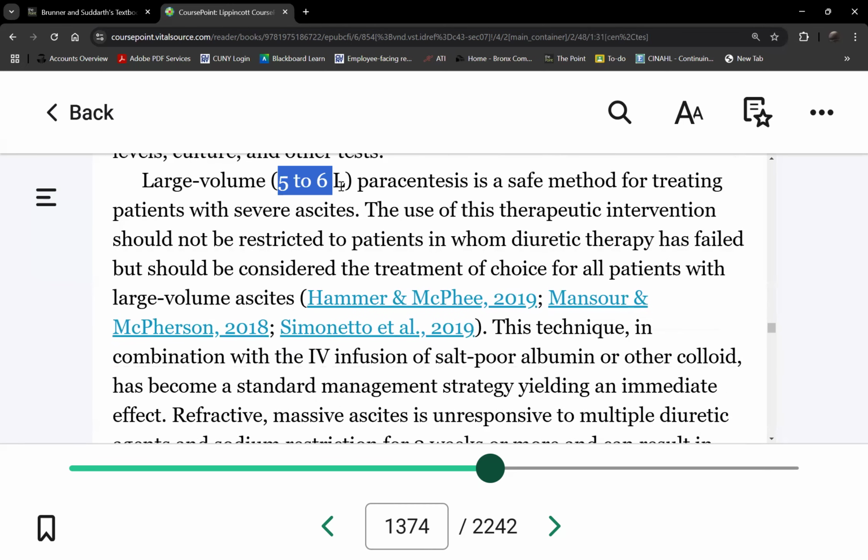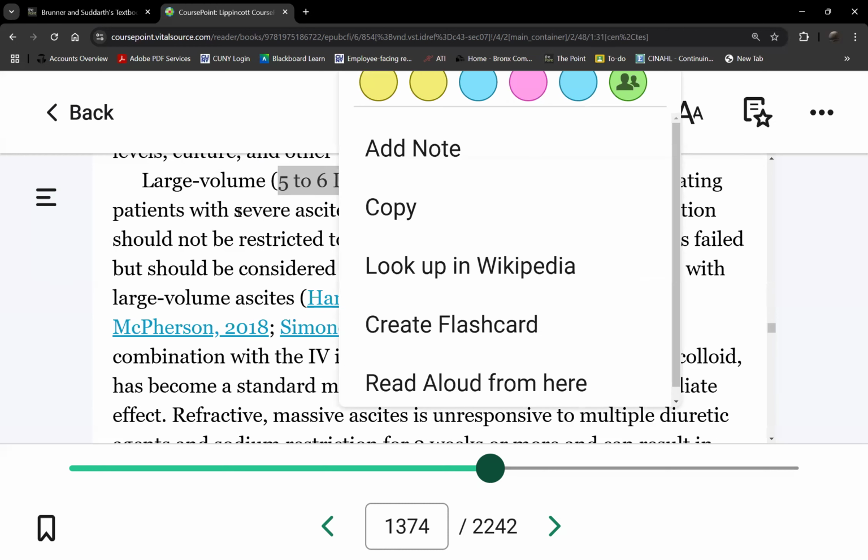So 5 to 6 liters is permitted to be drained. Usually no more than that. That's just way too much. It will cause rapid fluid shifts as well as severe hypotension.